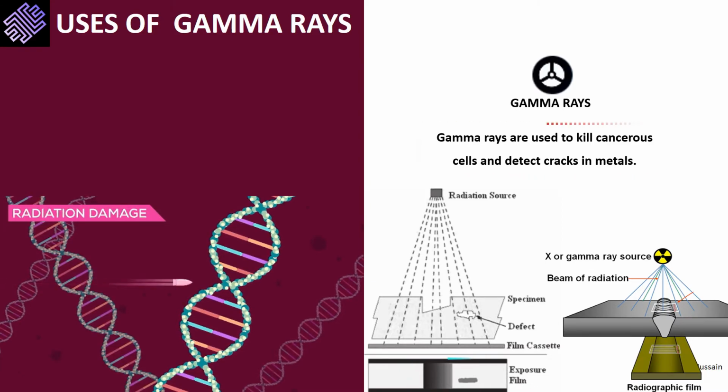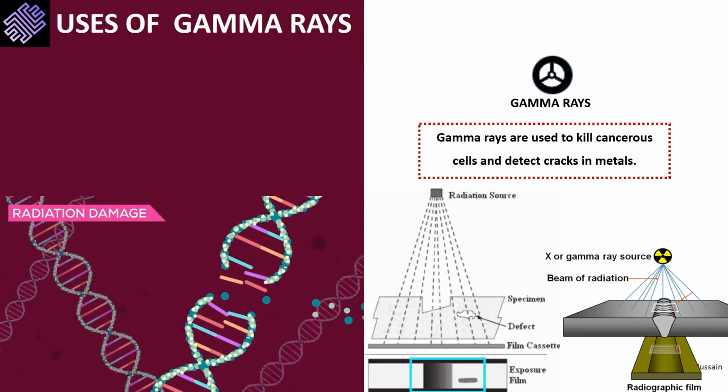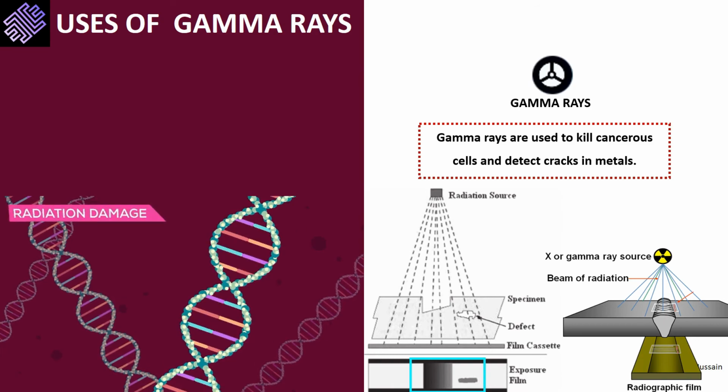Due to their high energy, they are used in industrial radiology to detect cracks as part of quality control process. This is done by placing the radioactive source above and exposure film below the specimen. If there are internal cracks, they appear as dark spots on the exposure or photographic plate.